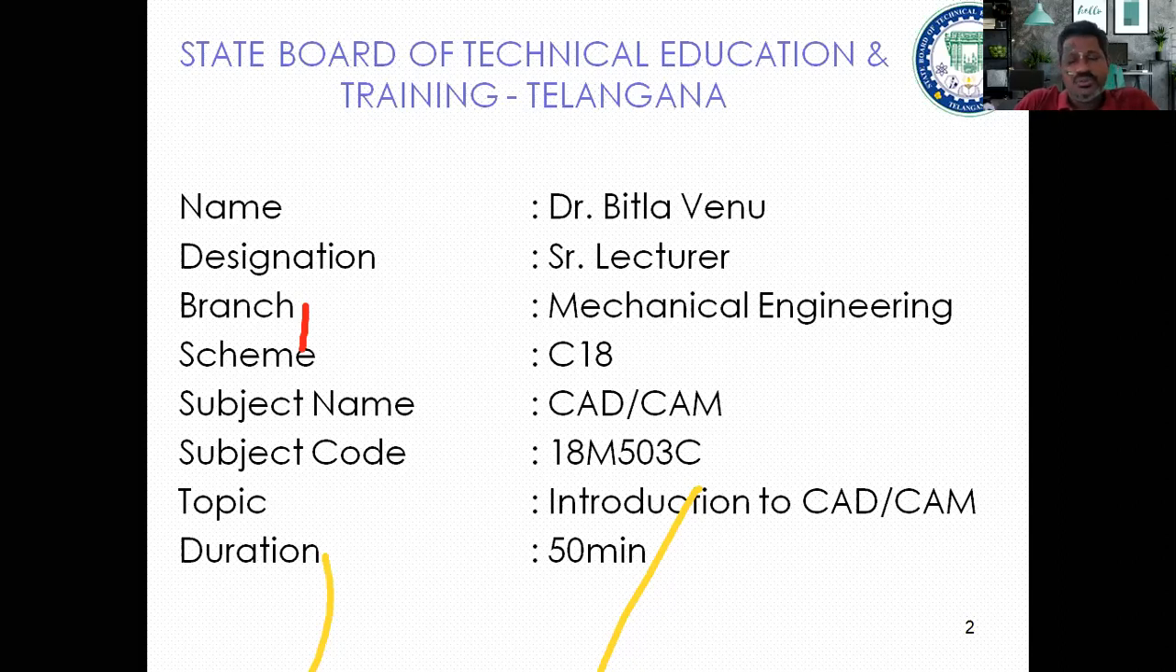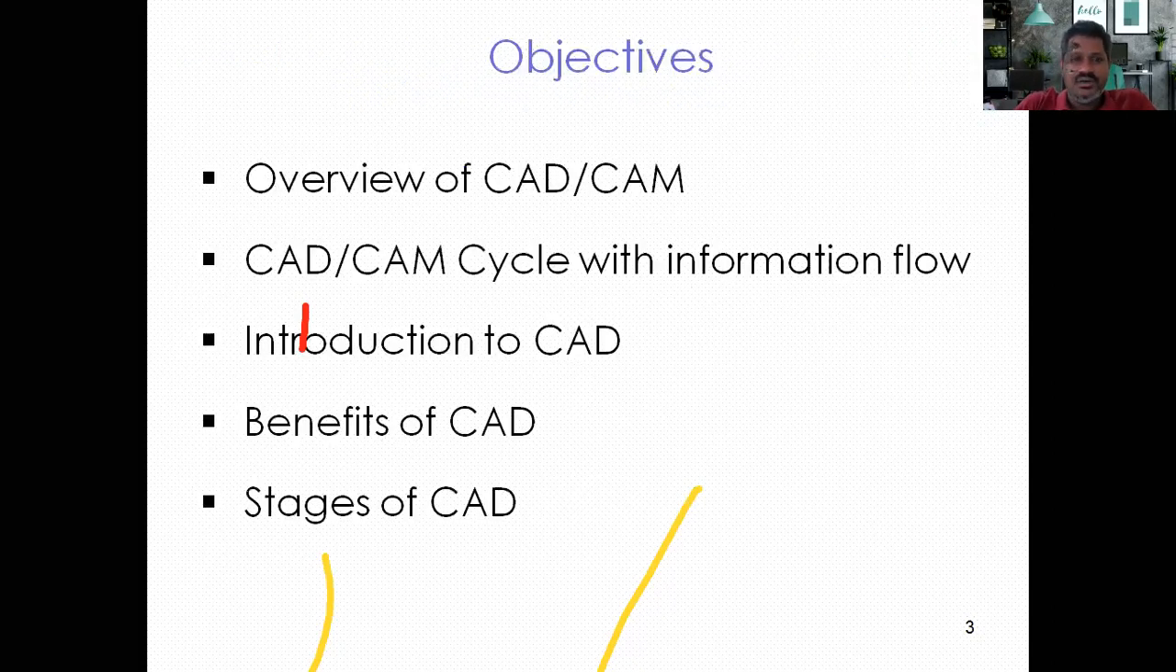Then I will also discuss the CAD and CAM definition, and what is the difference between conventional design and manufacturing and computer aided design and manufacturing. That also we will see briefly in this session. This session should not take more than 45 to 50 minutes. So let me move further to see what the contents are.